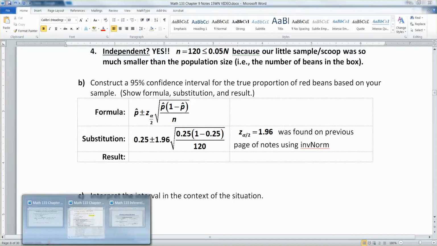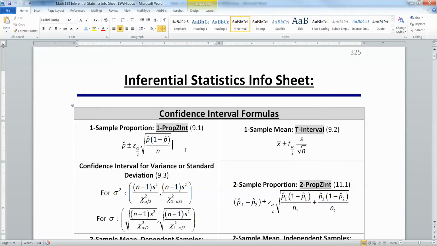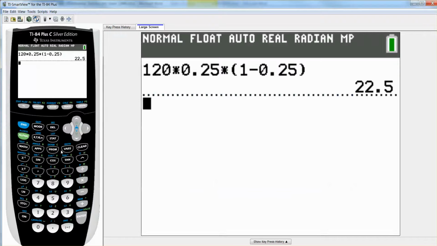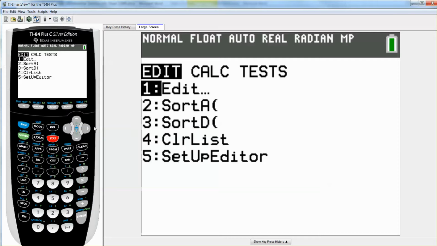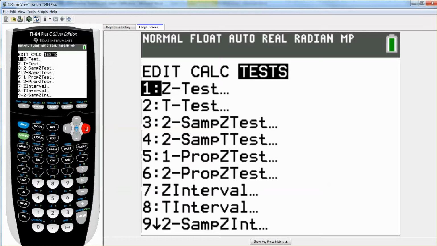Because when I gave you the inferential statistics sheet right here, the neon green sheet that you should have right in front of you right now, it says right here, you're doing a one sample proportion, there's the formula. And if you look right next to it, I say one prop z int, and I have it highlighted in gray. What I'm telling you there is where it is on the calculator. So if I grab the calculator and I go to stat, now edit is where we've edited data before, calculate we've done one variable stats and stuff. We're going to move to tests.